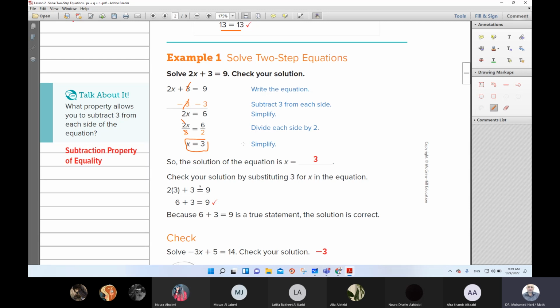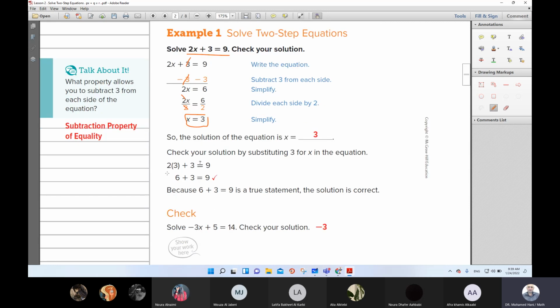If you want to check, go back to the same equation. Substitute the value of x equal 3. So 2 times 3, plus 3. Is it equal 9? 2 times 3 will be 6, plus 3, yes, equal 9. So this is the right equation, means this is the right solution.